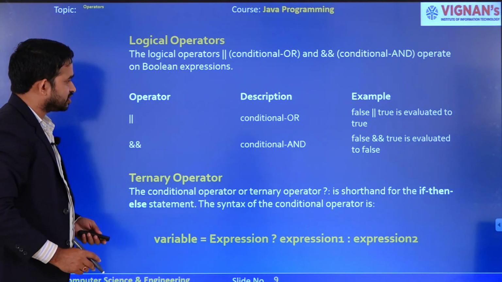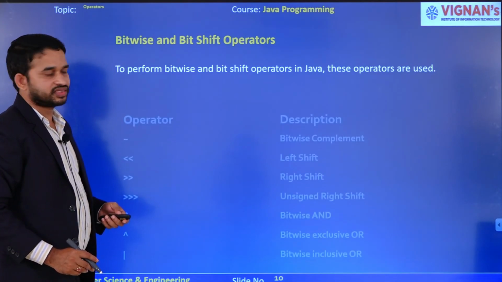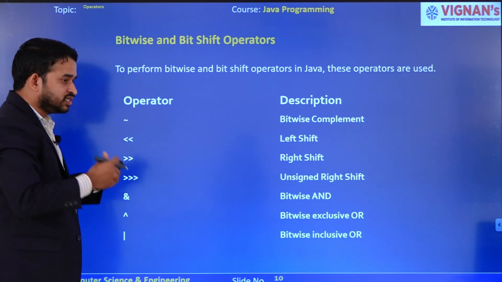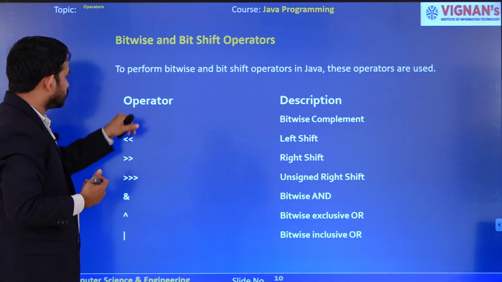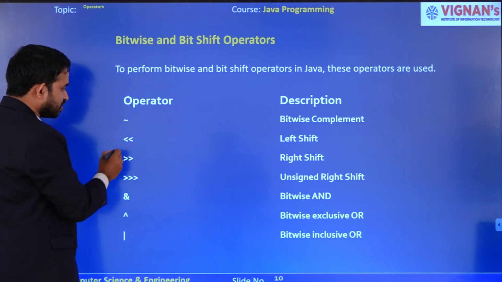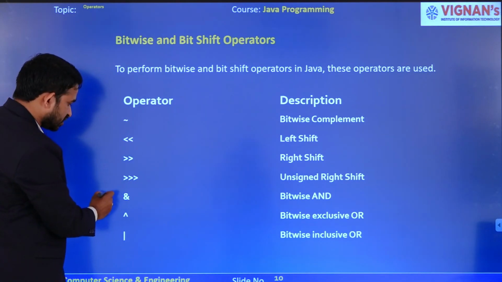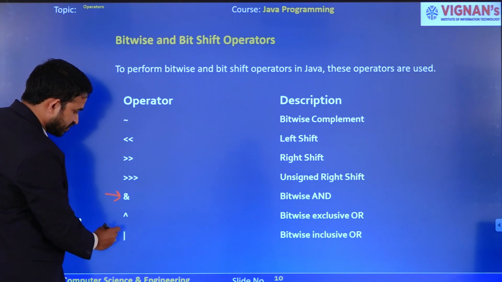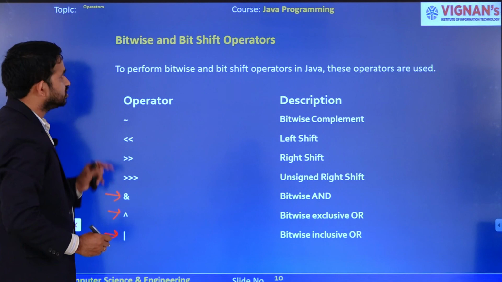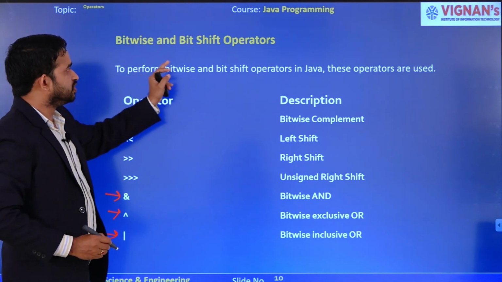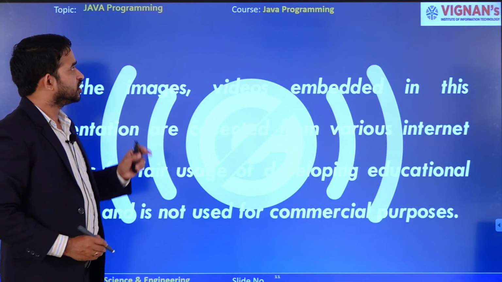The next one is bitwise and bit shift operators. These are mainly used for shifting the numbers from left to right, right to left. For example, here are the operators: right shift, left shift. This is bitwise and. This is bitwise or. What about this one? Bitwise exclusive or. So these are the bitwise and bit shift operators in Java. Okay. So this is about the operators in Java.